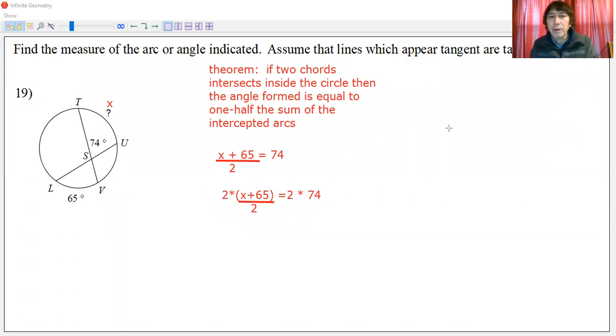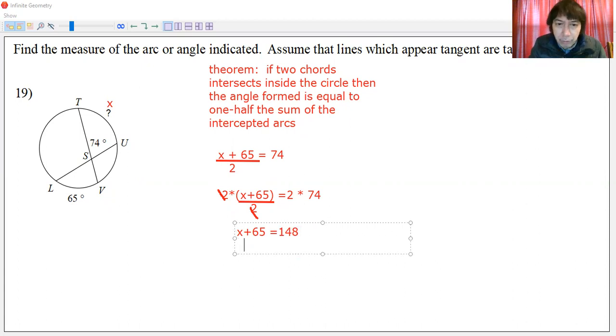There. So it's the first given equation, multiplied by 2, times 2 to both sides. So this cancels out, this 2 here and this 2 here, and the left side will just be x plus 65. So this will be x plus 65, which is equal to, how much is that? 148.